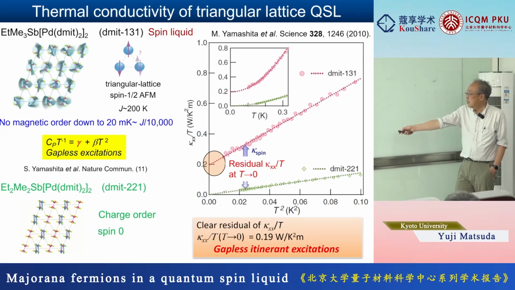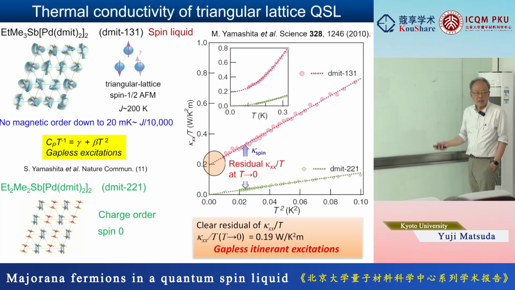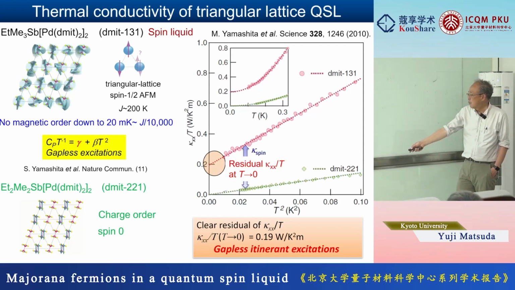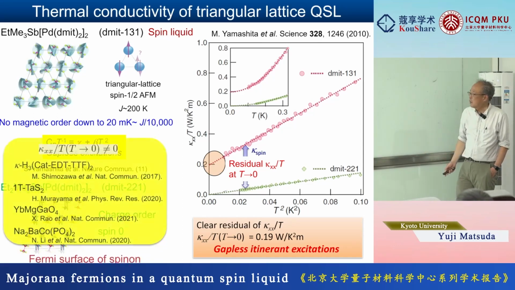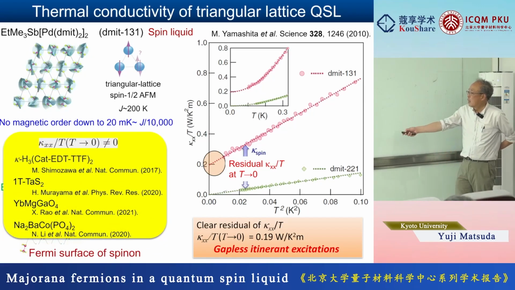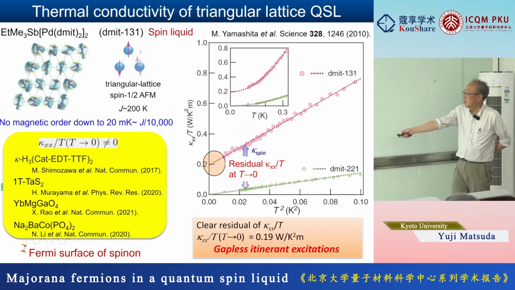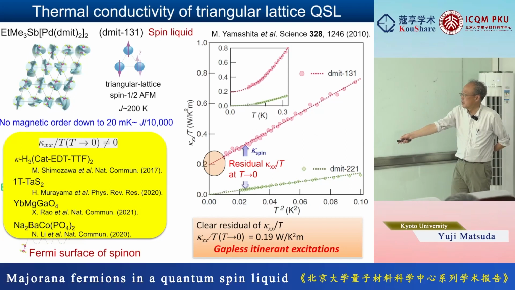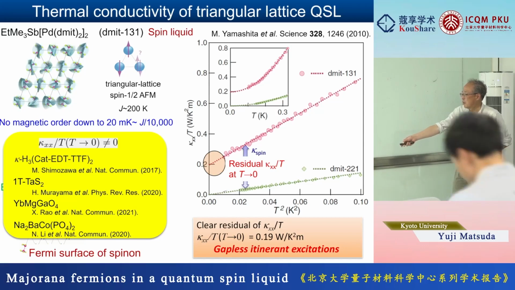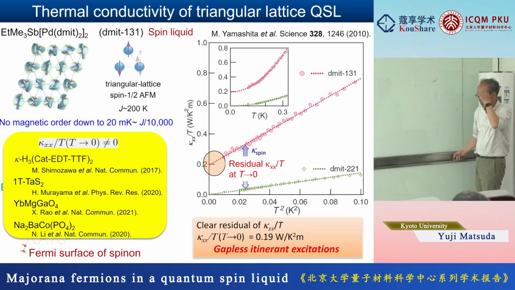So a finite kappa over T at zero temperature is a signature of a metal. But again, I want to emphasize, this is an insulator. So this indicates gapless itinerant excitations are present in this material. Very recently, similar behavior, a similar finite residual thermal conductivity, has been observed in this organic material, tantalum S2, and this material by a Chinese group. They discuss this finite residual thermal conductivity in terms of a Fermi surface of spinon excitations.